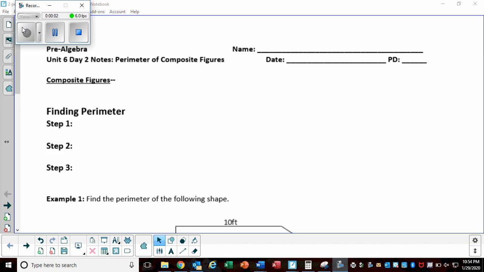Hi guys, welcome to Unit 6, where we're going to be dealing with composite figures and angles. You started off with day 1, which was really a review for perimeter and area of your shapes. Today we're going to be using those, and we're going to be finding perimeter of composite figures. So let's go ahead and start.